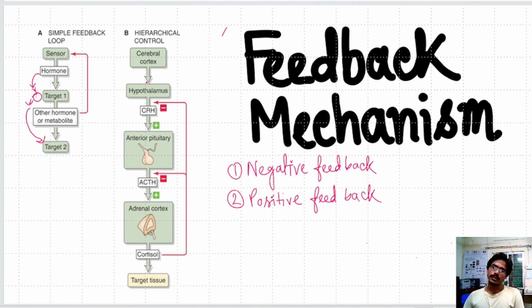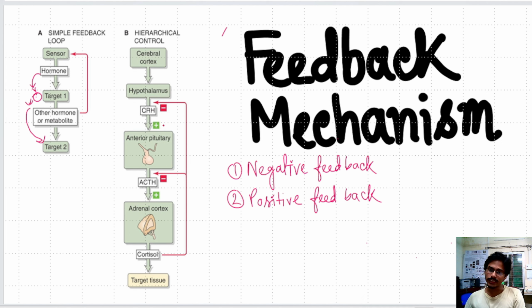That means this is a multi-step, hierarchical system. The central part, the cerebral cortex, then the hypothalamus, to the anterior pituitary, to the adrenal cortex, and the adrenal cortex to the target tissue. They are all stimulatory molecules like CRH or ACTH. That's a kind of positive feedback.